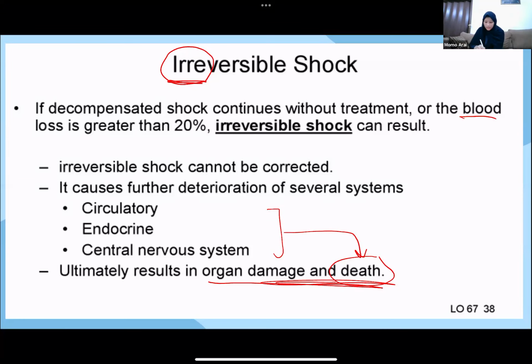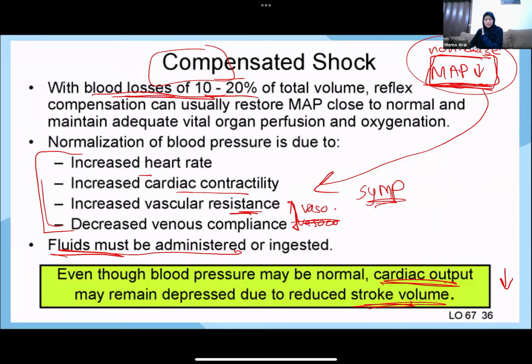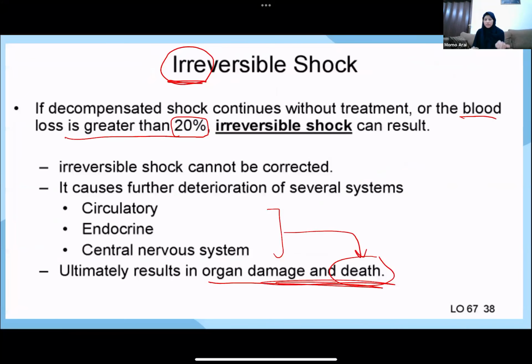And that happens when blood loss is greater than 20 percent. So it's a lot of blood volume that's lost and there's no way you can get it back, because now your heart is failing, your brain has also not had enough blood for a long time, so you can't do anything about it. To summarize, we have compensated shock, where MAP is fine. Decompensated, where your body is failing, but you can still reverse it. Irreversible shock, where you can't reverse it, and that happens with a lot of loss.